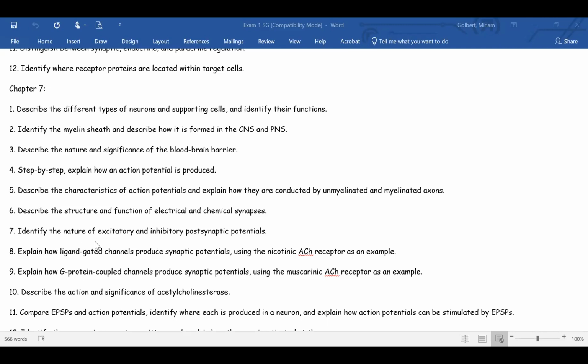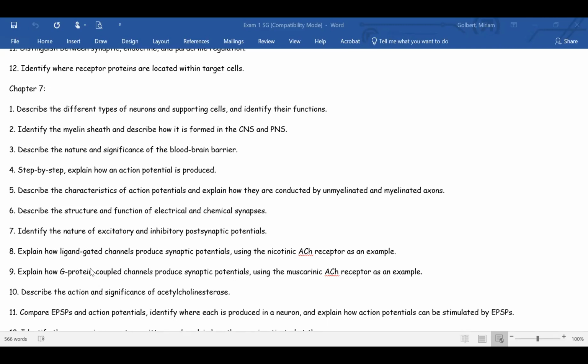Here we have the excitatory and inhibitory postsynaptic potential. So remember, EPSP or IPSP for short. And then we talked about the receptors, right? We have the ligand-gated, meaning the typical channel where the acetylcholine attaches and the channel just opens, causing a rush of sodium ions inside.